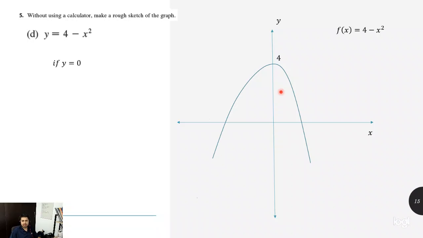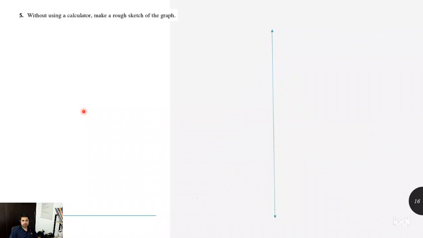And just getting these numbers, okay? If y is equal to 0, we have 4 minus x squared, which is 2 minus x times 2 plus x. So we have two possible values, x equal to 2 or x equal to minus 2. These values are the cuts into the x-axis when y is equal to 0.